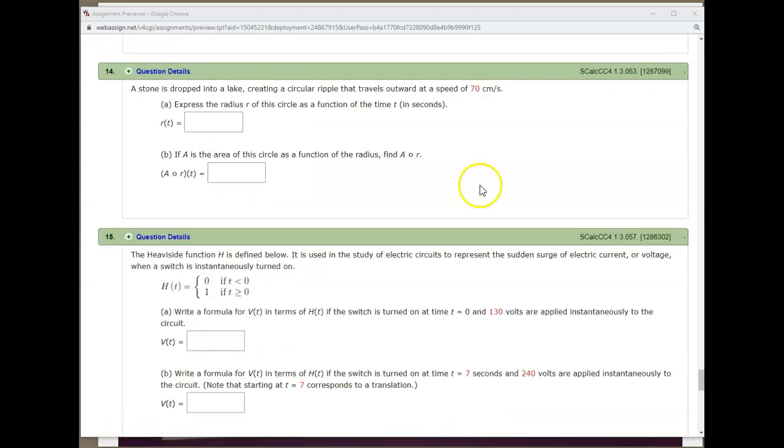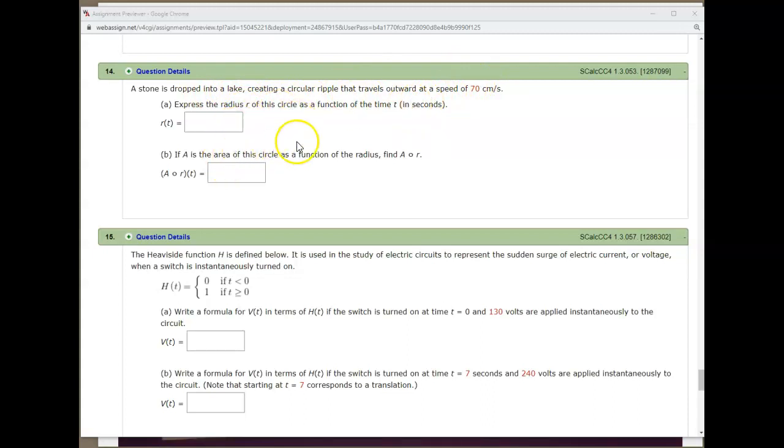Distance equals rate times time is a concept that was taught to you in Algebra 1, but you might have forgotten it, so I just restated it. So if we're expressing the radius of the circle as a function of time, well, it's how fast it's going out times the speed that it's going, which is 70. And it says in terms of centimeters, it doesn't, so we'll just do 70t. That'll give me my radius.